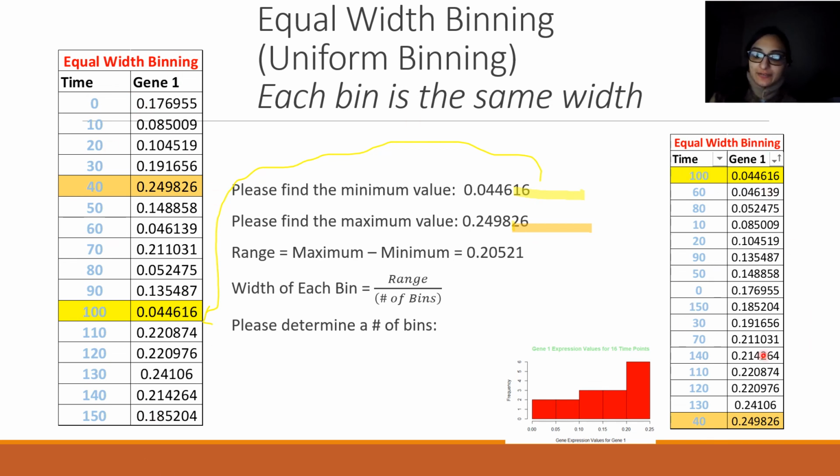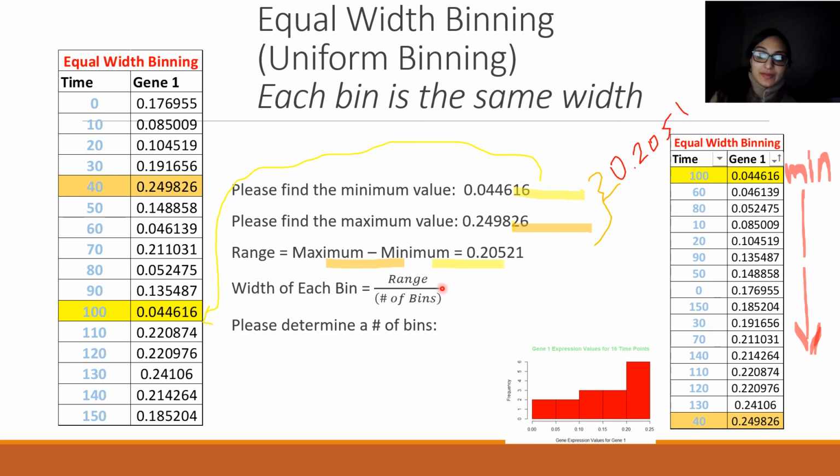Another way is to sort through this from minimum to maximum. So this is the min, and then all the way down we're going towards our max. Our maximum value is right at the bottom. So we take our maximum value and subtract our minimum value. The difference between these points as we go down gives us our range, which is equal to 0.2051.